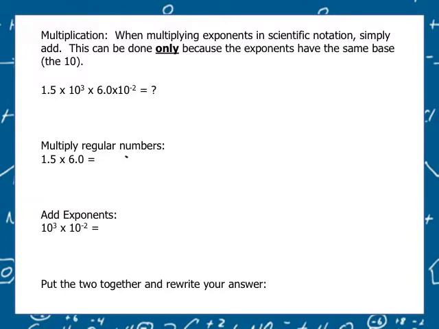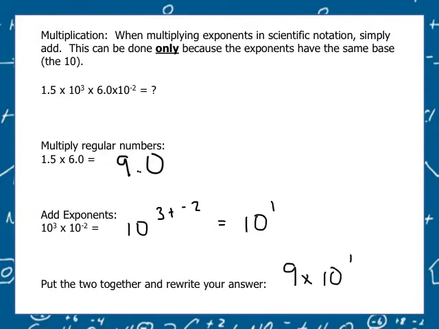1.5 times 6 is 9. Now I'm going to write that as 9.0 just so that we can keep track of where the decimal's at. Since it's multiplication, when you multiply exponents, if they have the same base, which in this case is 10, you add the exponents. So what we have here is 10 to the 3 plus a negative 2, which equals 10 to the first power. And then we're going to put those together: 9 times 10 to the first power. And that would be our answer.